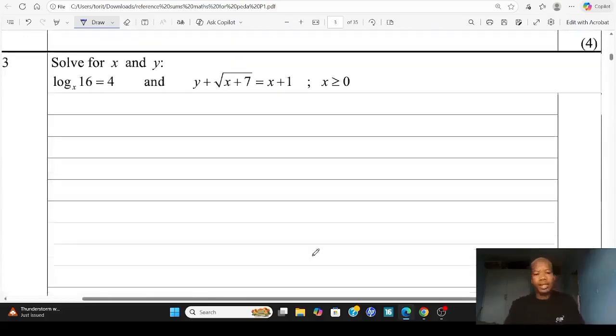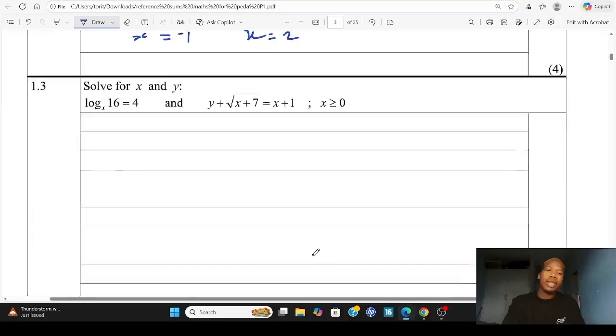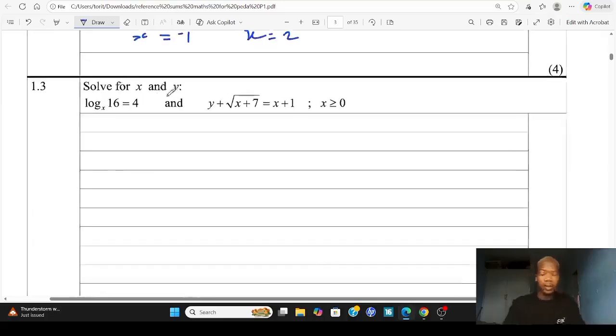So now we have our other question that says solve for x and y, which is the simultaneous equation, right? So now what we can do here is convert logarithmic functions into exponential functions, right? So log x 16 equals 4 is the same as x to the power 4 is equal to 16, right?